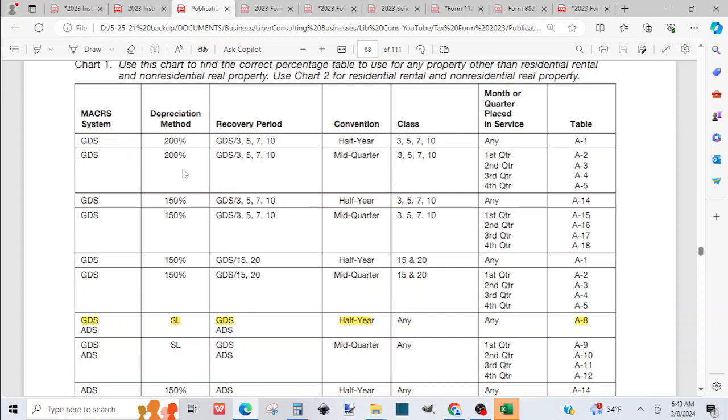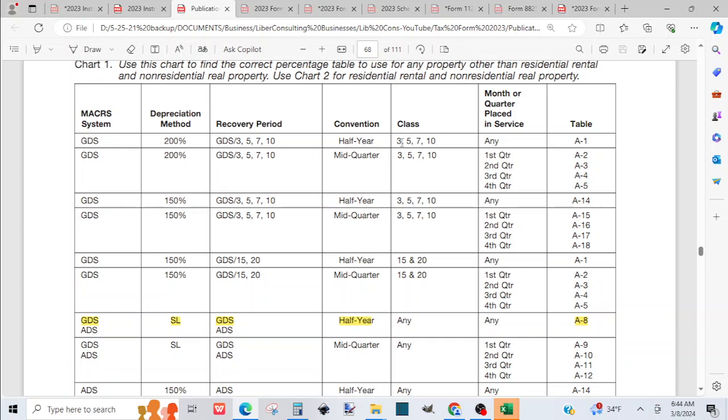If you want to use 200, for instance, you want to make sure your recovery period and the 200 match, and then you'll use half year or mid quarter, whichever qualifies for your business. If you didn't place 40% or more of assets in service during the last quarter of the year, then you don't use mid-quarter. Therefore, you'll fall back to half year. And that means you will use the first row.